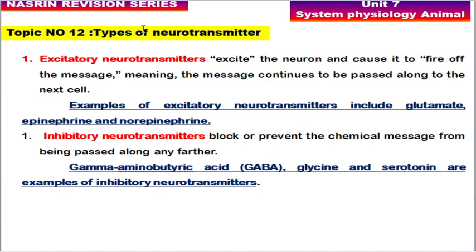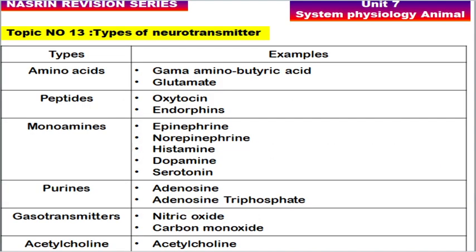The next topic: neurotransmitters are classified into two types, excitatory and inhibitory. An excitatory neurotransmitter will excite the neuron and cause it to fire off messages, meaning that messages can be continuously passed from one cell to the next cell. Examples include glutamate, epinephrine, and norepinephrine. Next is the inhibitory neurotransmitter. As the name suggests, it blocks or prevents the chemical message from being passed from one part of the cell to another part, or from one cell to another cell. Examples include gamma aminobutyric acid, glycine, and serotonin.